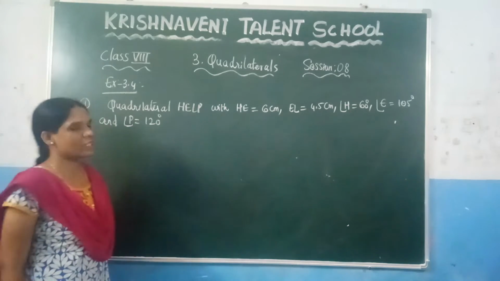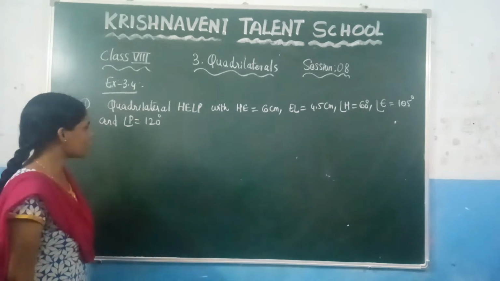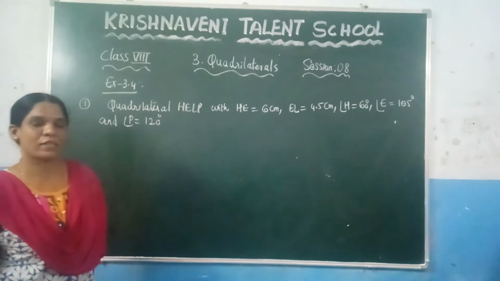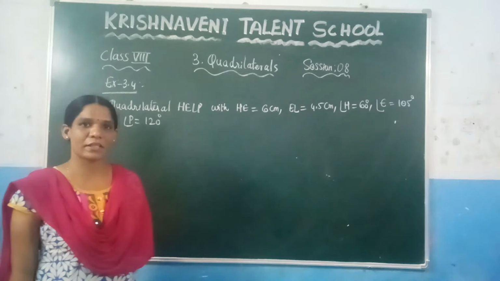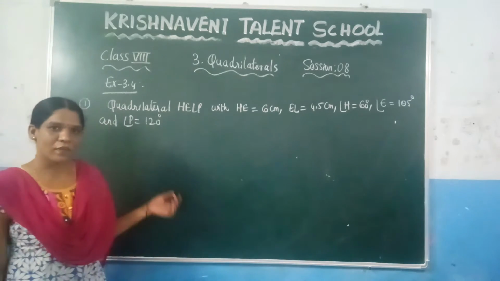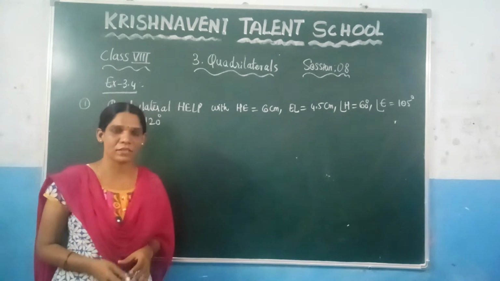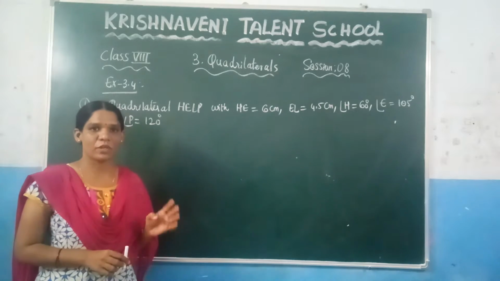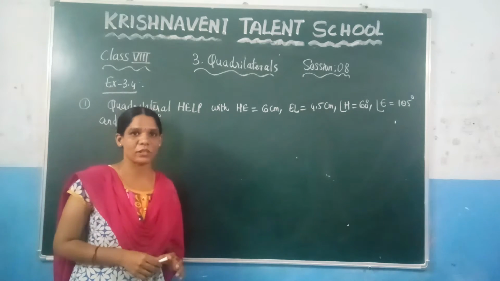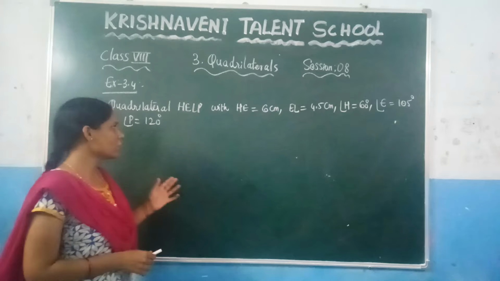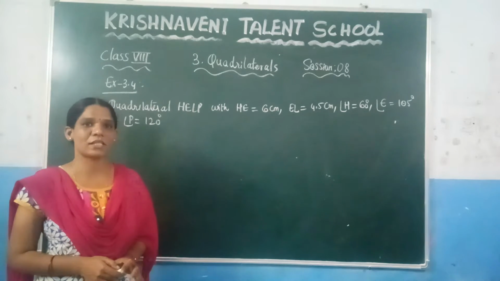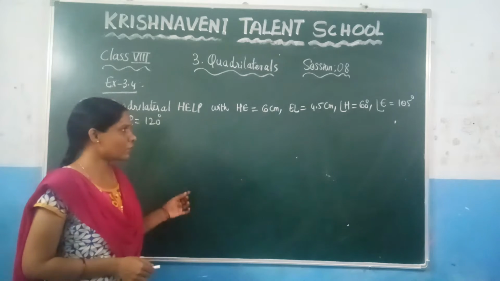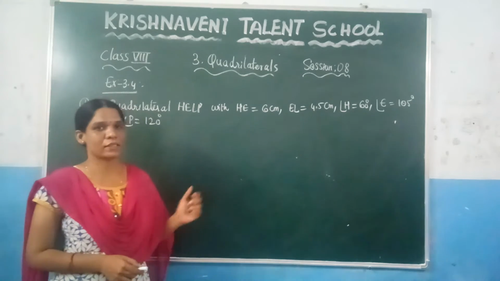See the next question in exercise 3.4, the first question. In the previous three exercises we have learned how to construct a quadrilateral if you have given 5 sides, and in the second exercise we learned if you have given 4 sides and 1 angle how to construct the quadrilateral. Now in this exercise we are going to learn how to construct a quadrilateral if you have given 2 adjacent sides and 3 angles.